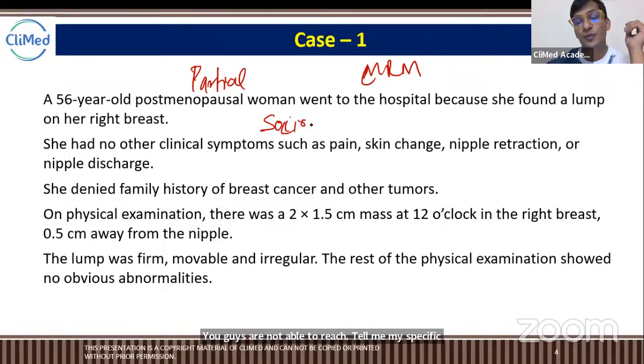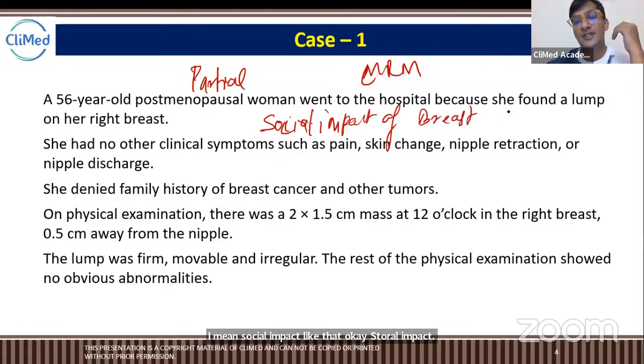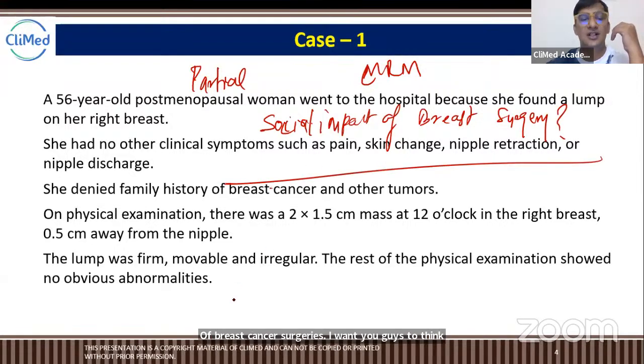Socio-economic, social impact. I will write: social impact of breast cancer surgeries. I want you guys to think beyond the treatments. Social impacts. Yes, lead to depression. Okay. Issues, women's complete removal, recurrence, breast conservation, breast conservative therapy.